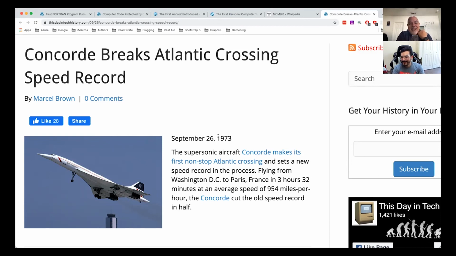An airplane travels subsonic. The speed of sound is more or less 700 miles an hour, and I think airplanes run around 600 miles per hour. Running at supersonic, which means faster than the speed of sound, that's 954 miles per hour. That's crazy. Couldn't imagine.